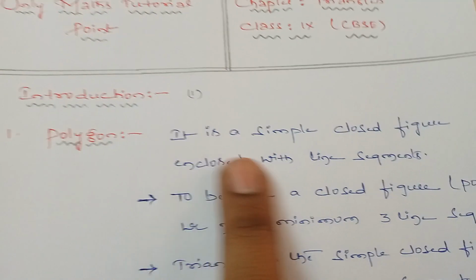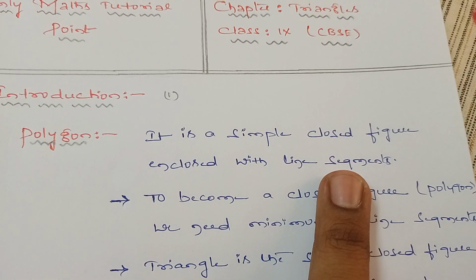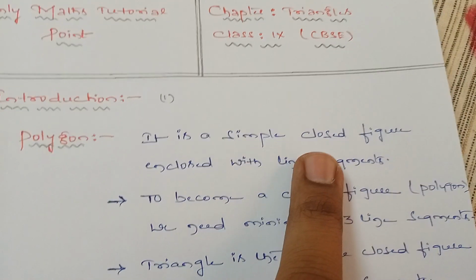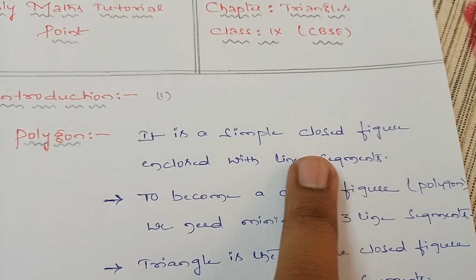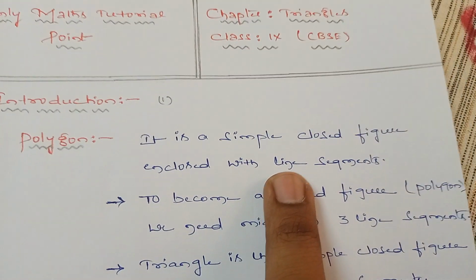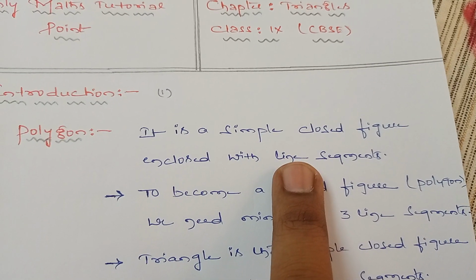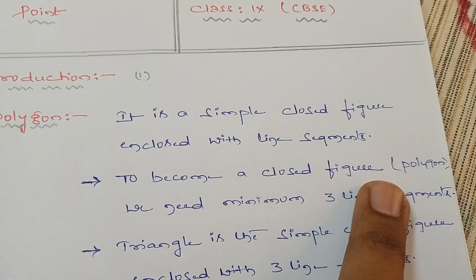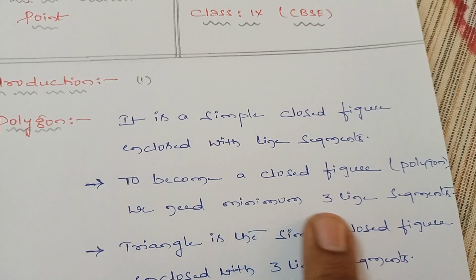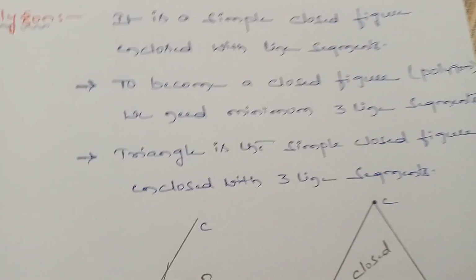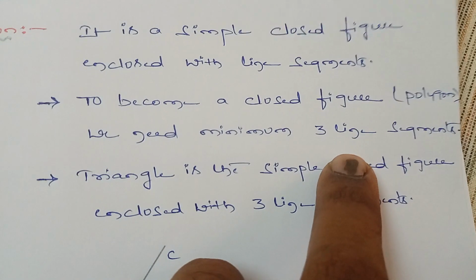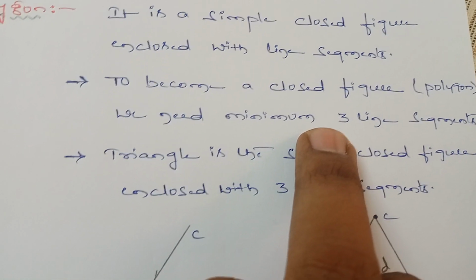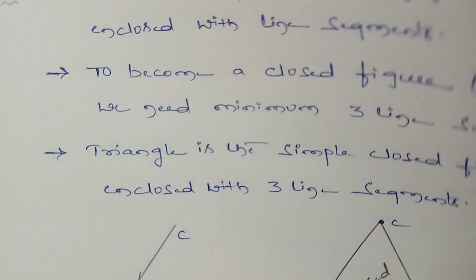That is polygon. So what is a polygon? It is a simple closed figure enclosed with line segments. First of all it should be simple, it should be a closed figure, and it should be enclosed with line segments. These two properties must be satisfied to become a polygon. To become a closed figure or polygon we need a minimum of 3 line segments. If you take fewer than 3 line segments, it cannot be a closed figure, it will be an open figure. I have mentioned it in the figure here.